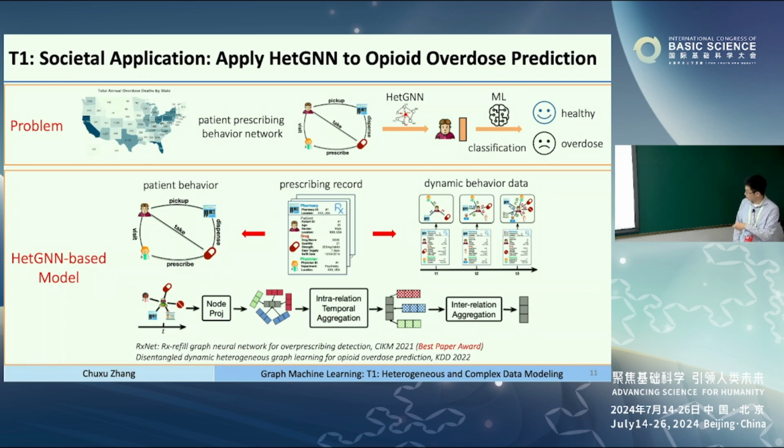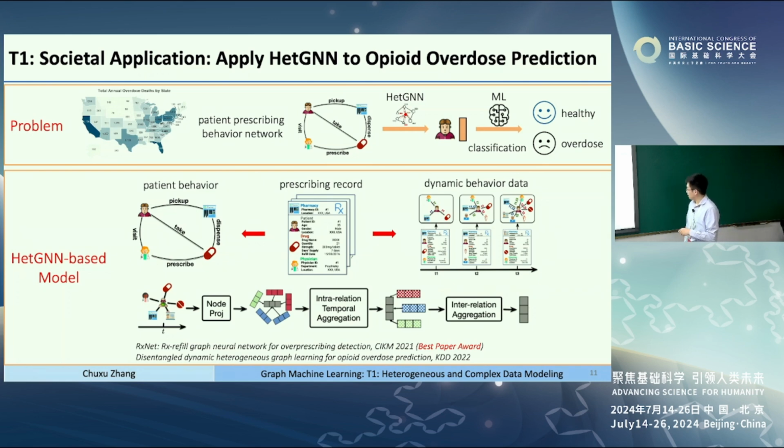That is the patient prescribing at T1. That is the patient prescribing at T2 and T3. So at different time steps, we are able to build a heterogeneous graph. Then after connecting the heterogeneous graph at different time steps, we are able to build this temporal heterogeneous graph.